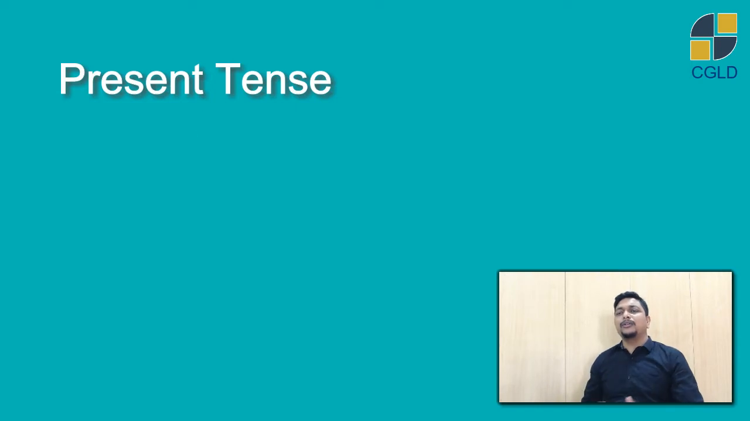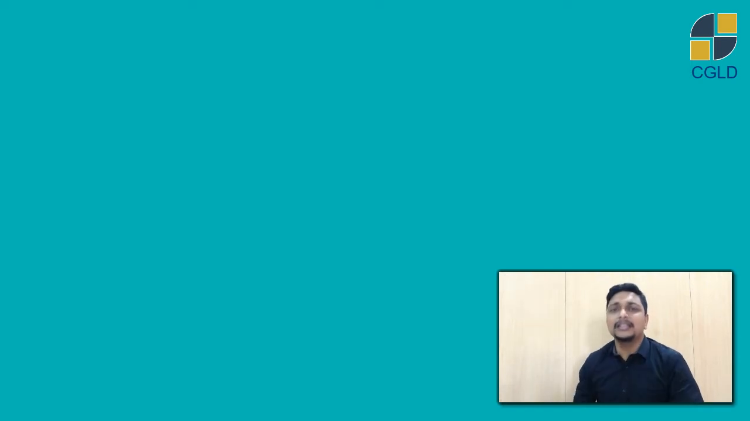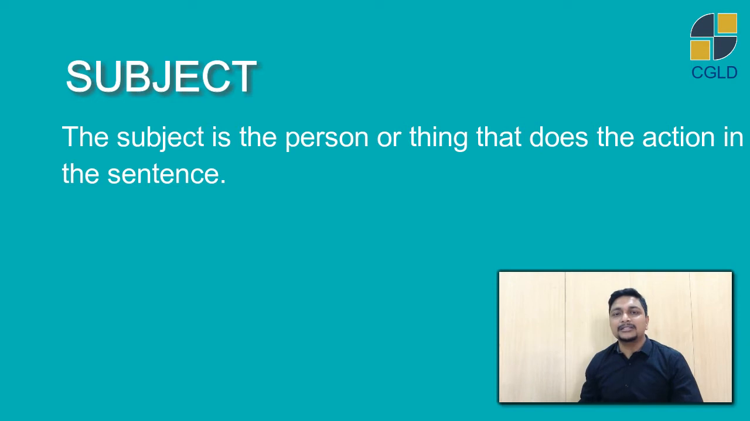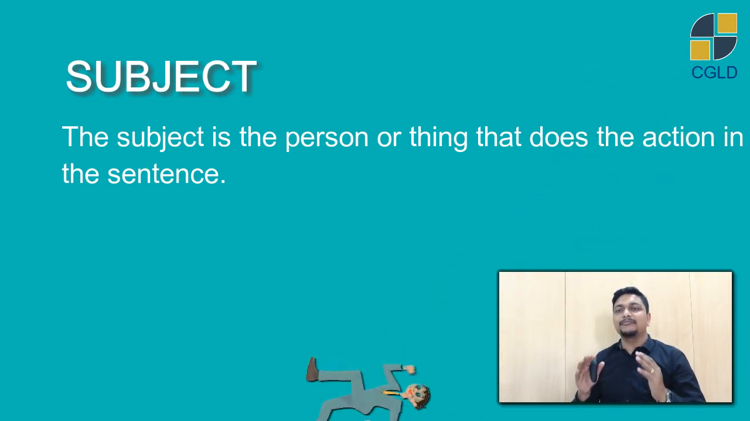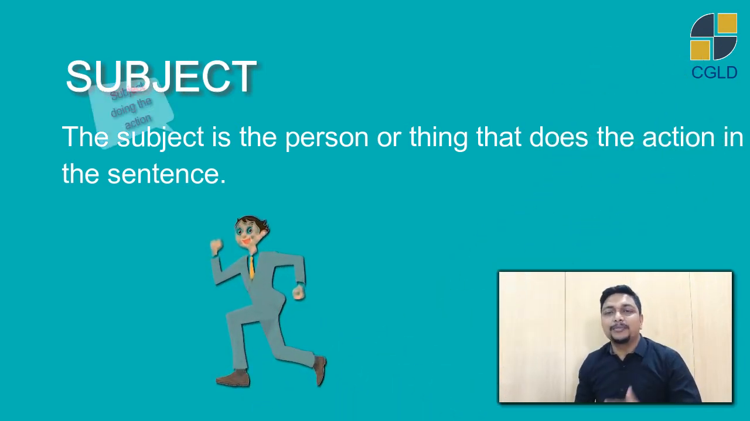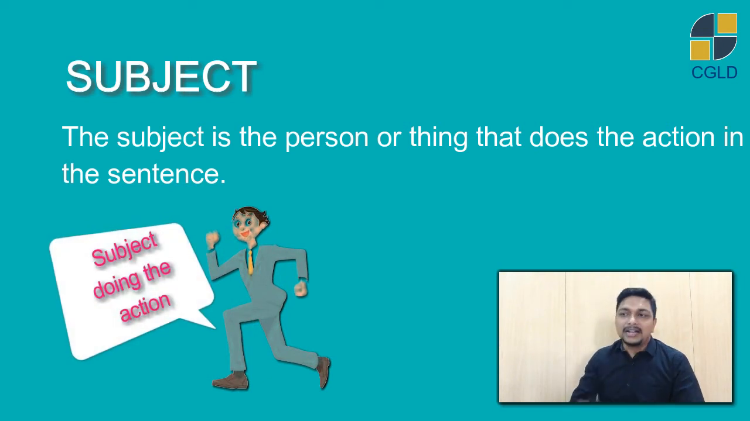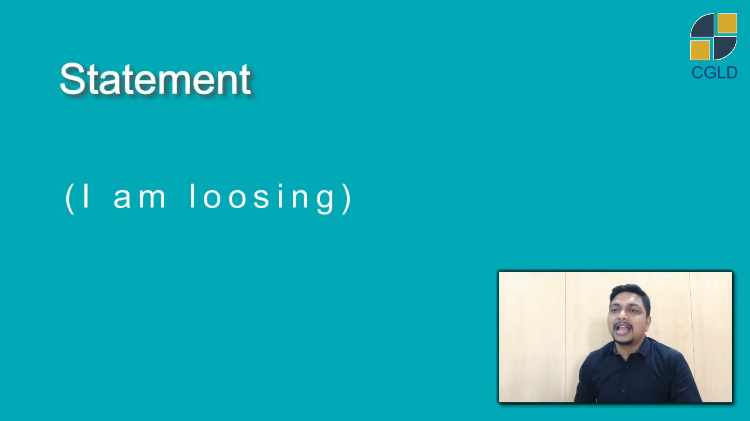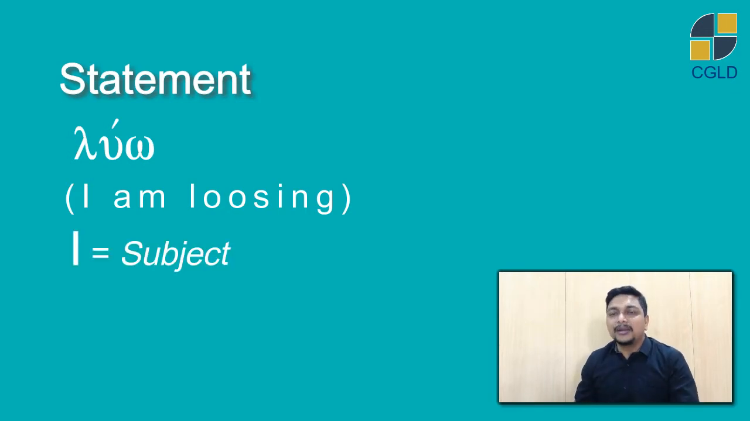Now we also know that in a sentence formation, there will be something called the subject. This is very important. Now what is a subject? The subject is the person or the thing in the sentence that does the action in the sentence. You just need to remember this, that the subject is the person or a thing that does the action in the sentence. For example, look at this sentence. I am losing. Luo means I am losing. And here the word I is the subject in the sentence.